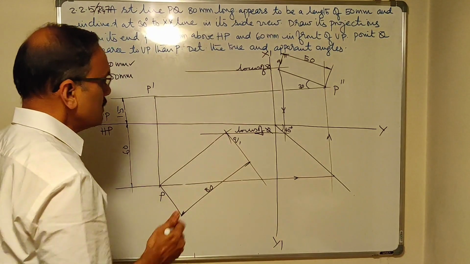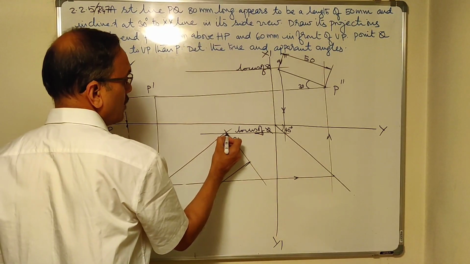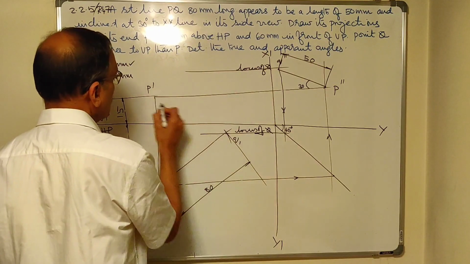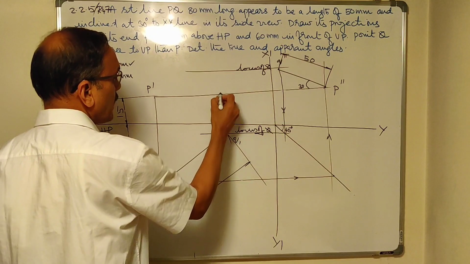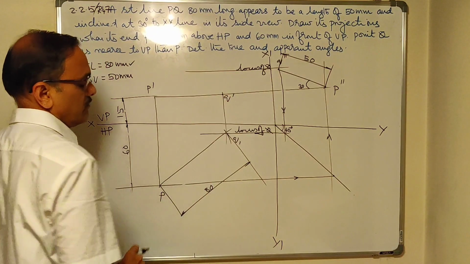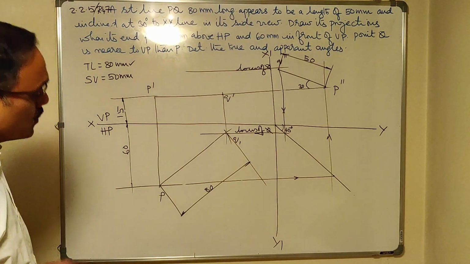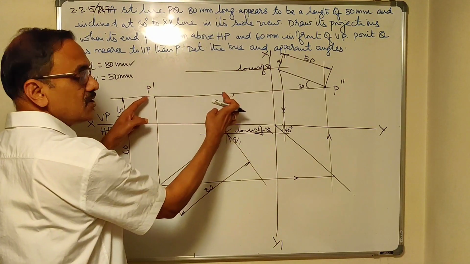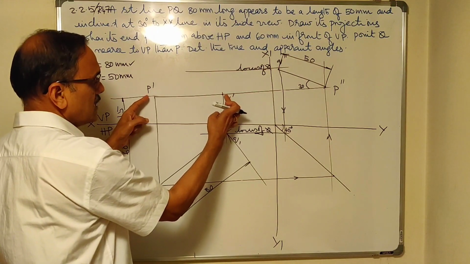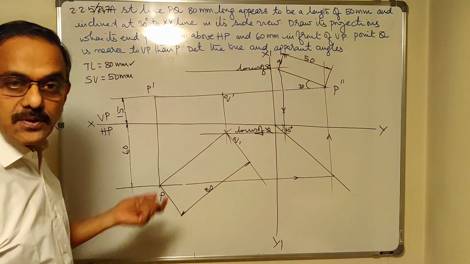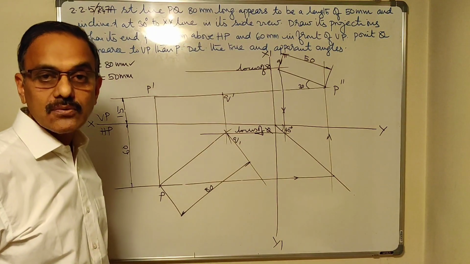Okay, so draw a projector from here onto P dash. Make the front view parallel to XY. So this is Q dash. Okay, so the true length principle is satisfied. Because the top view is true length, the front view is parallel to XY. So thereby I got the length of the front view. Using the true length principle, you got the length of the front view.